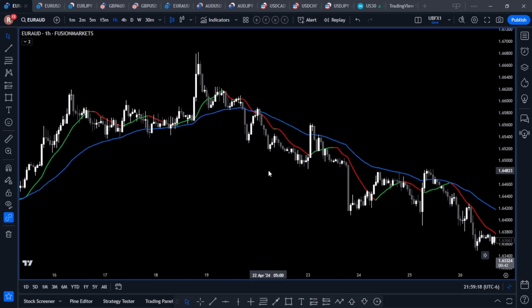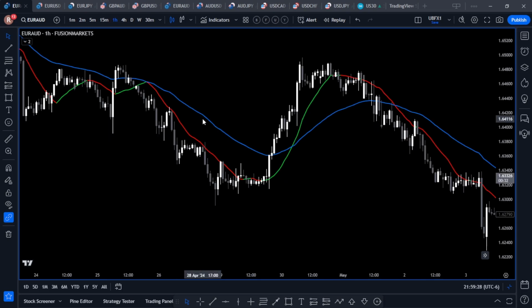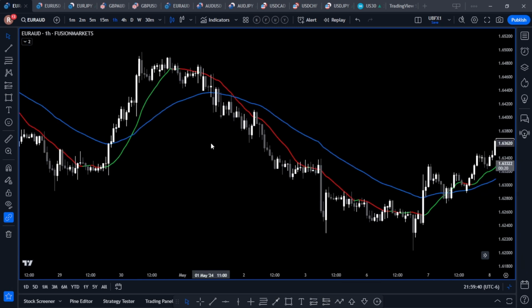So we were talking about the slope of these moving averages, and this is essentially how you would use or take advantage of the slope. It just gives you a better idea of market momentum. And you want to make sure that that momentum is in the same direction as the trend and not overextended.